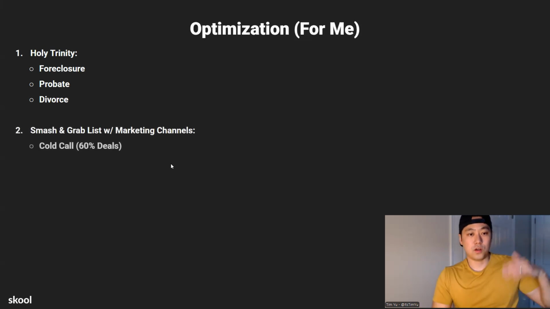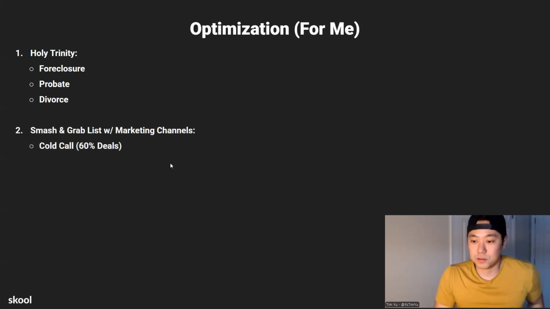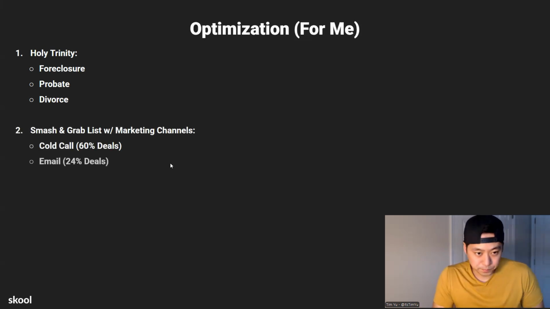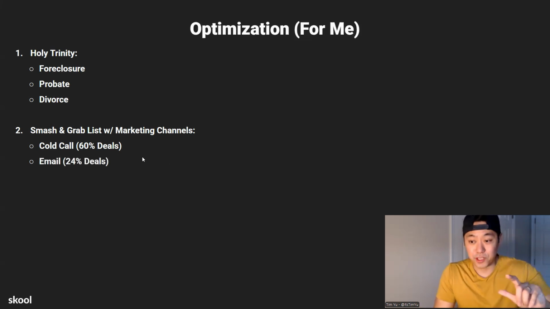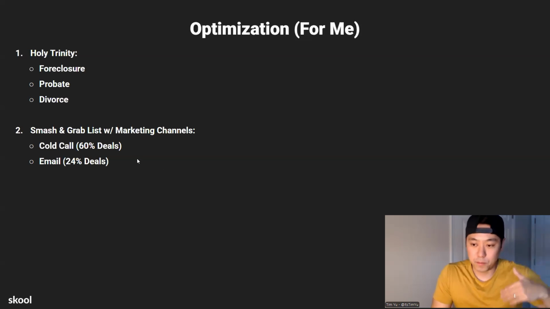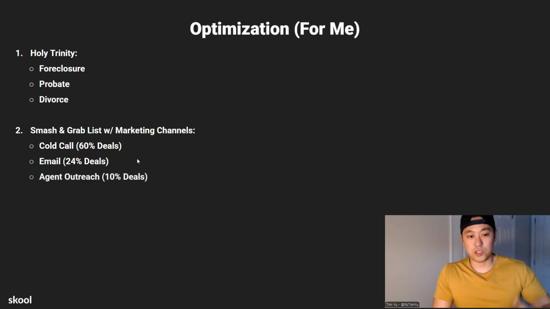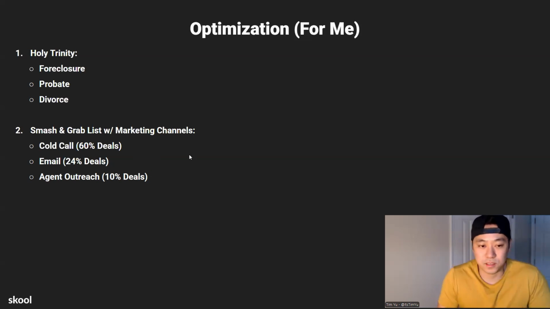So one, cold calling, 60% of my deals. We still do this. Emailing is absolutely crushing it. 24% of the deals are coming from emails. We send them email campaigns, they respond back, we get a call, we try to close. Number three, agent outreach. We still get about 10% of our deals through agent outreach. Now, obviously, this isn't a part of the courthouse data, but this is just numbers in my business. So we still do about 10% of the deals.